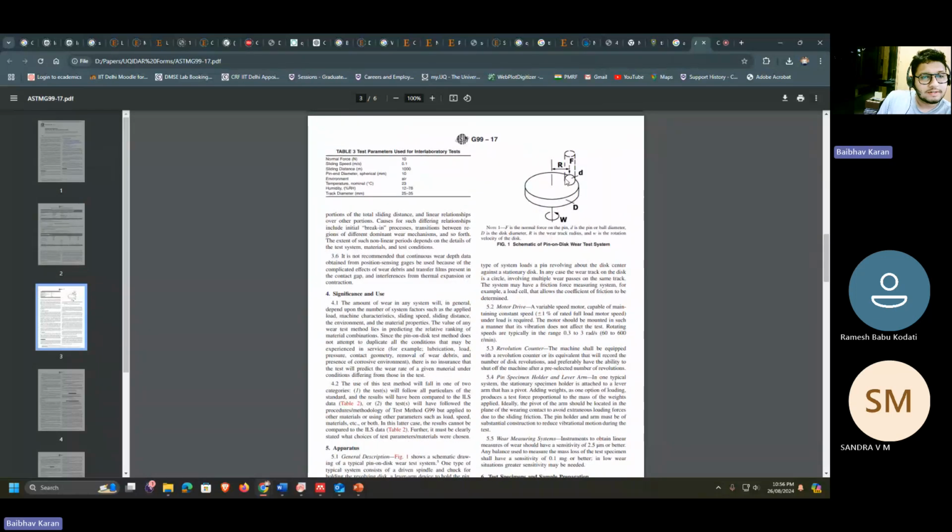Then finally you can see this is the pin on disk method of rotation. Then these are the parameters, the test parameters to be used in the test. These are the test parameters which are defined. So when we perform a wear test, we have to use these parameters to perform that test, so that we get a standardized value which can be comparable to other results.